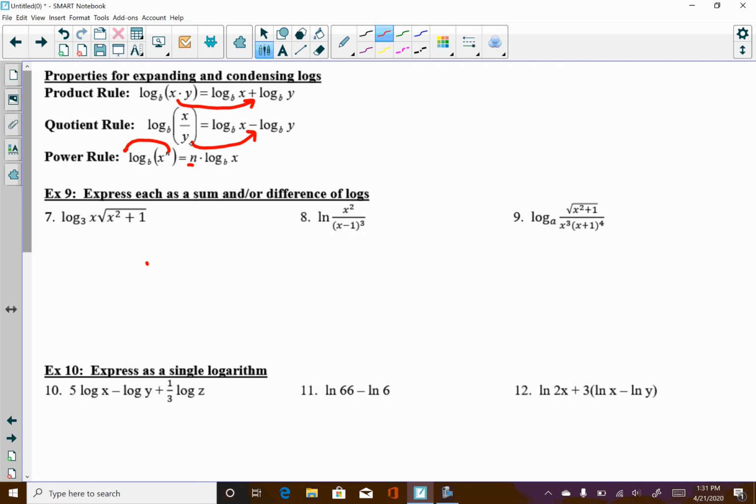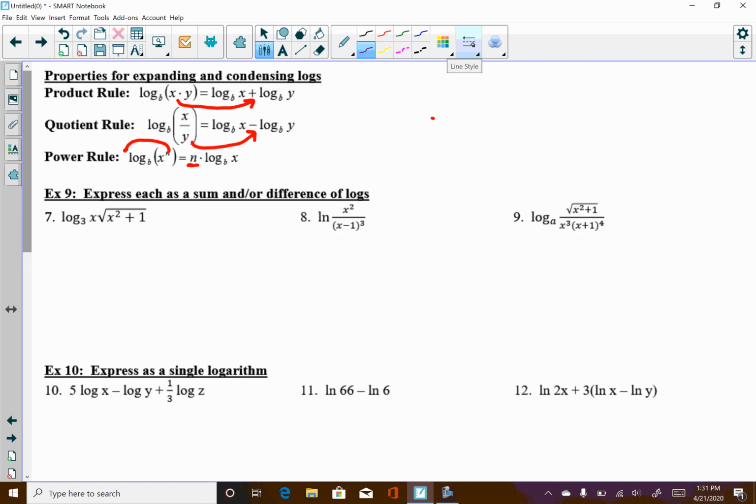When you divide, you subtract your exponents, so same thing you do with logs. And then the power rule is the only thing different. The power comes down in front as a coefficient. Okay, so in example 9, you're expressing each as a sum or difference of logs. Okay, so erase that and let's get into that first one.